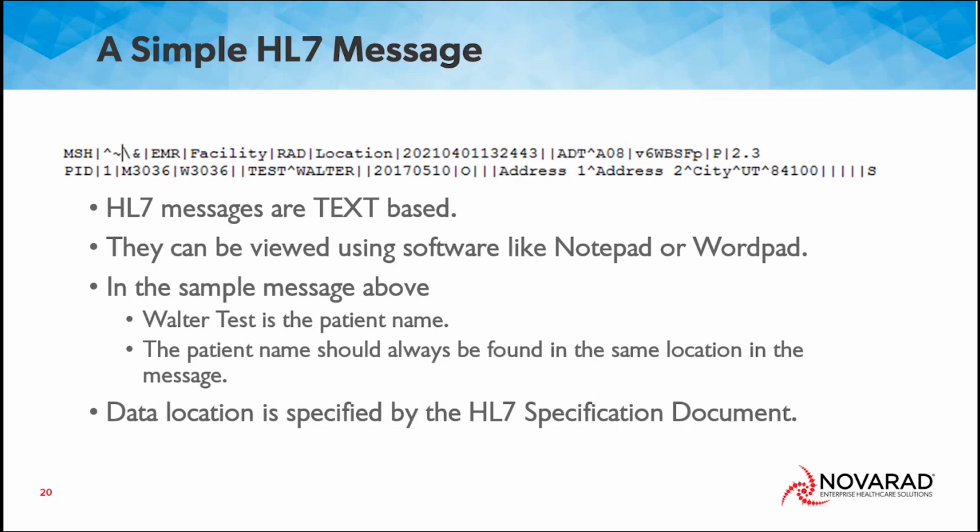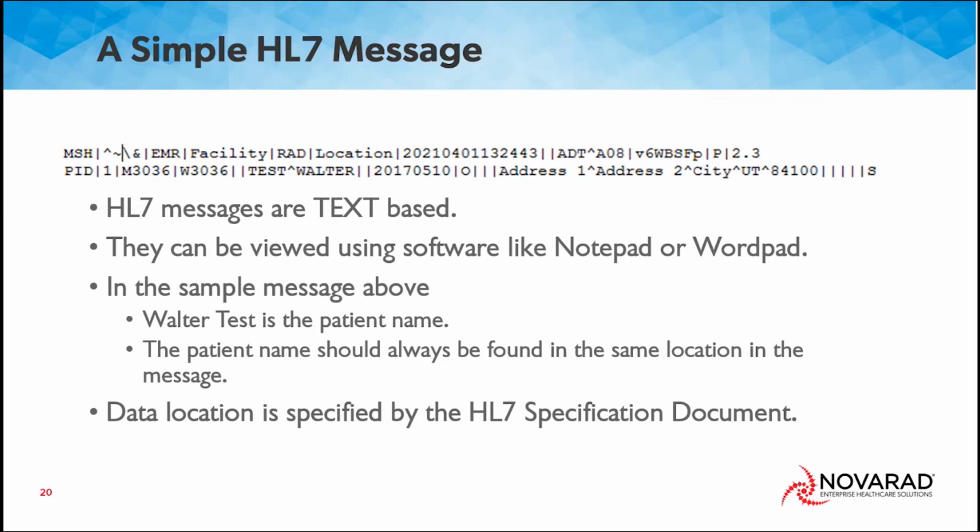In the sample message above, you can see that we have two lines of information. Let's go back to our sample poor young person that broke their arm, and let's say his name was Walter Test. Looking at this HL7 message, you only see one spot with Walter Test in it, and it's backwards, it's Test Walter, on that second line.